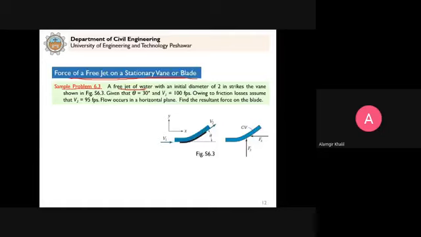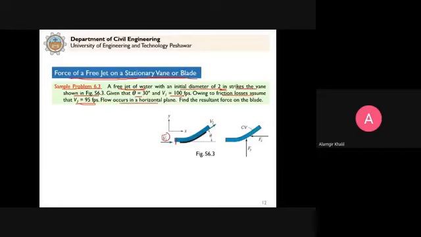So a free jet of water with initial diameter 2 inch, the cross-sectional diameter of this jet here, is 2 inch. It strikes the vane as shown in the figure. Now theta is 30 degrees and V1 is 100 foot per second. This V1 here is 100 foot per second. Now due to the friction losses, as the fluid flows over this vane, the velocity is reduced from 100 to 95 foot per second.